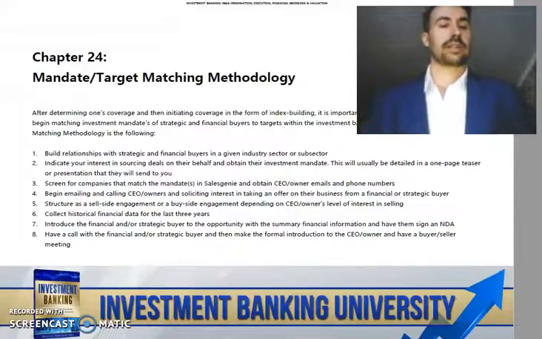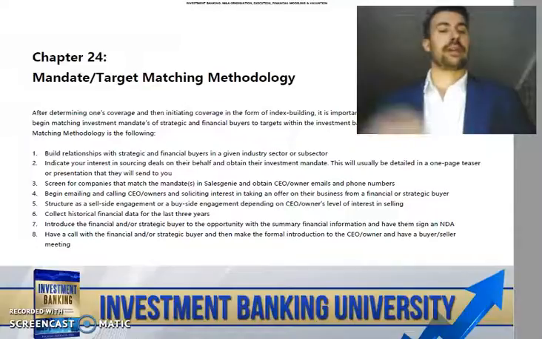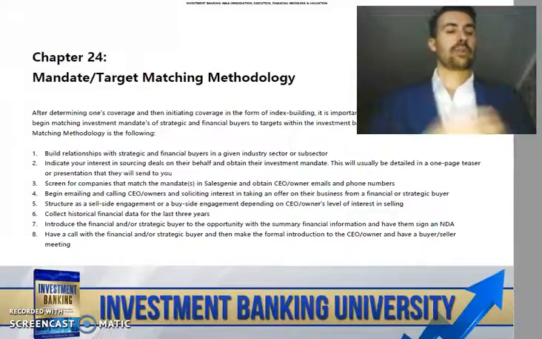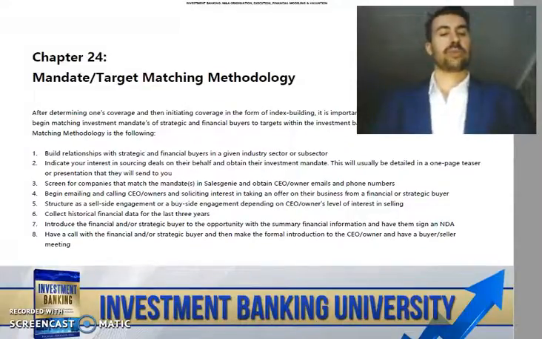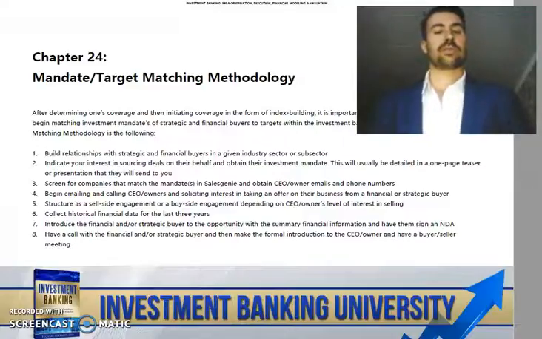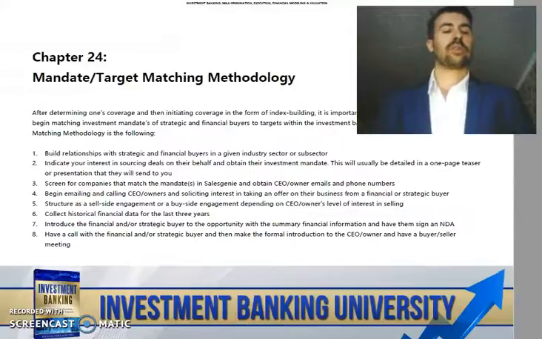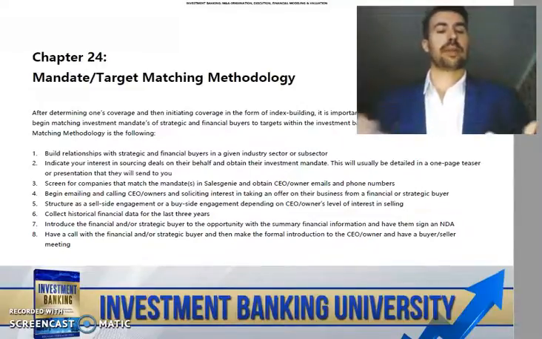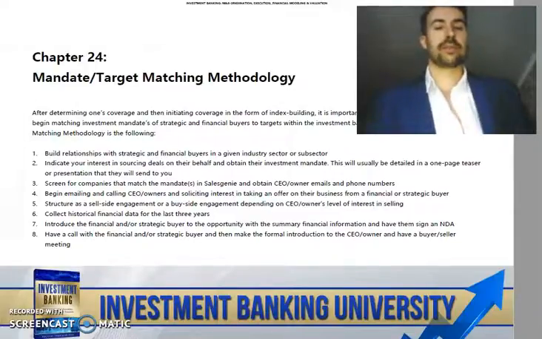From there, you're going to collect historical financial data for the last 3 years. You're going to summarize that data, calculate adjusted EBITDA, and perform a valuation. And then you're going to introduce the financial and strategic buyer to the opportunity with the summary financial information and have them sign an NDA. After this meets their thresholds or hurdle rates and target criterion, you're going to have a call with the financial or strategic buyer and then make a formal introduction to the CEO or owner and have a buyer-seller meeting. And we're going to get into the specifics of each step later on in the course.